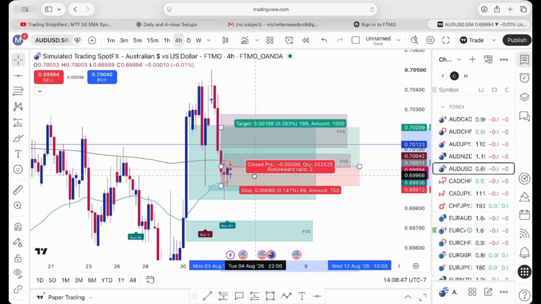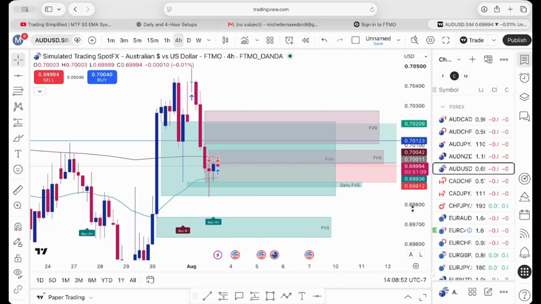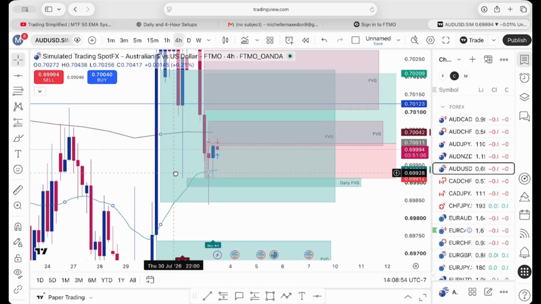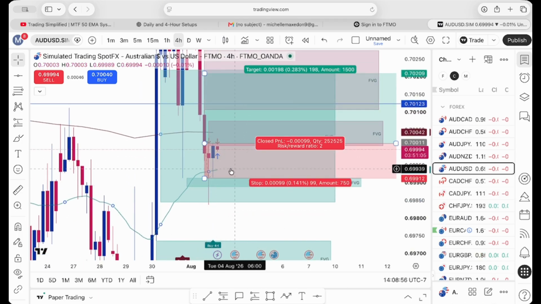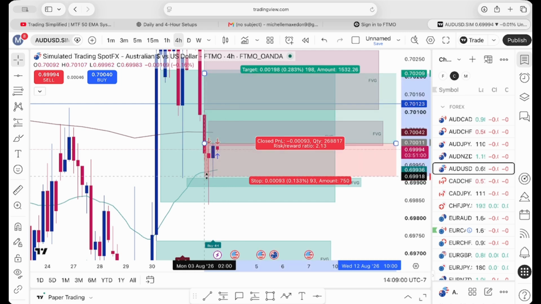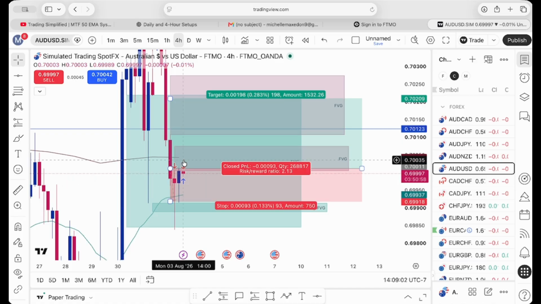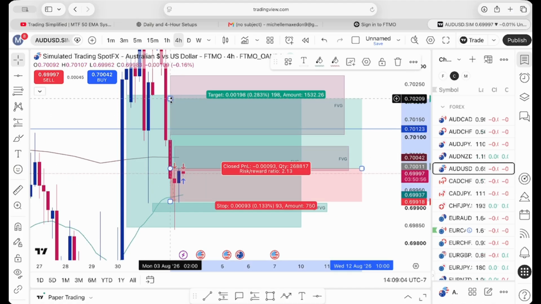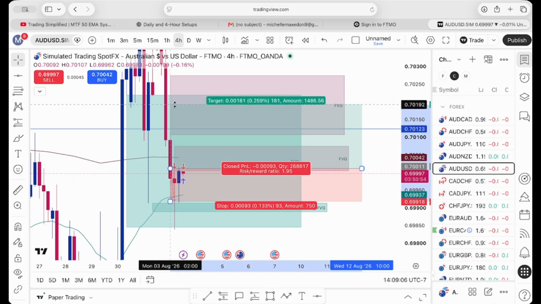Here's another opportunity right here. Let me make this a little bit bigger so you guys can see. We got our alert signal. There's a daily fair value gap and a 4-hour fair value gap, so we're going to go ahead and enter this. Put it at a 2.